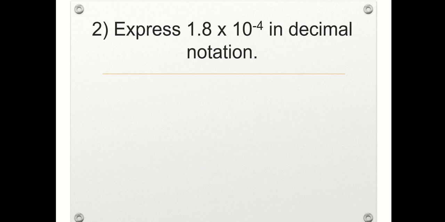Another example. Express 1.8 times 10 raised to negative 4 in decimal notation. So again, first step is to locate the decimal point. Once we've located that, kopyahin na natin yung ating non-zero digits. Okay? So since our exponent is negative, it means that the decimal point will go to the left. Now, bakit left? Kasi division. Division ang ibig sabihin kapag ang exponent natin ay negative.